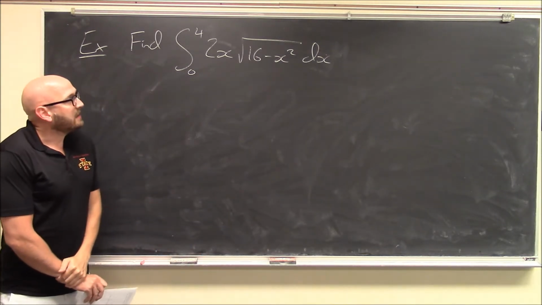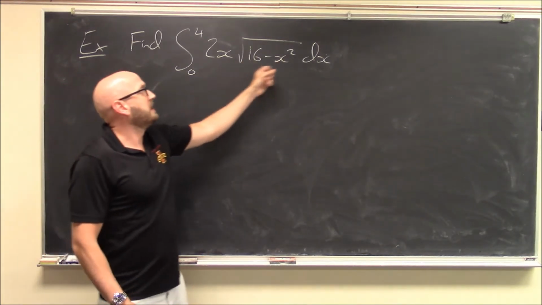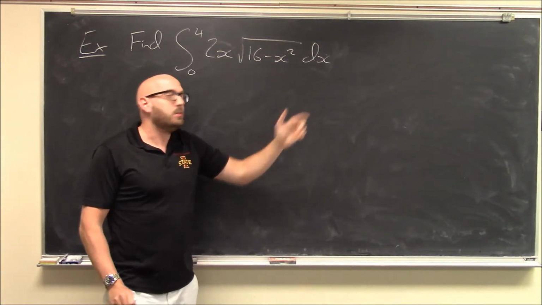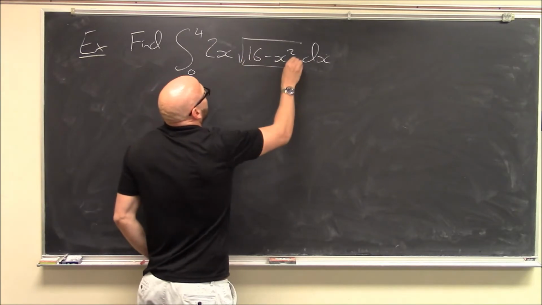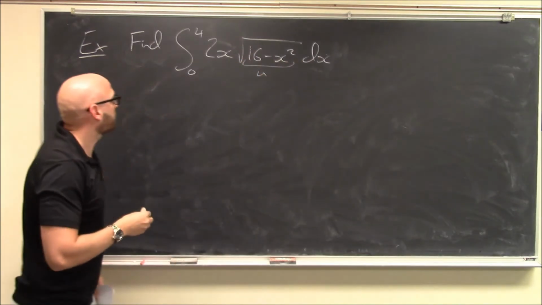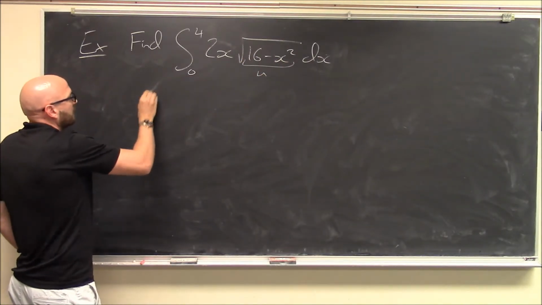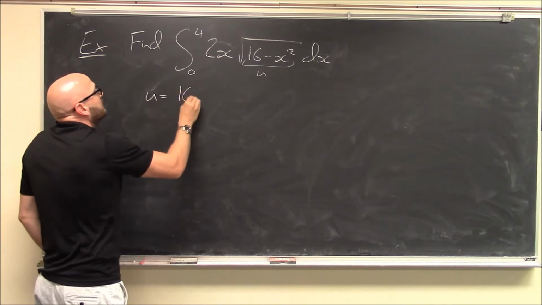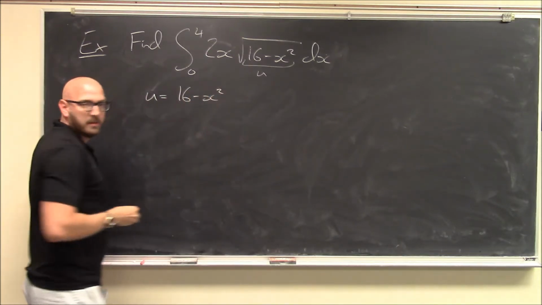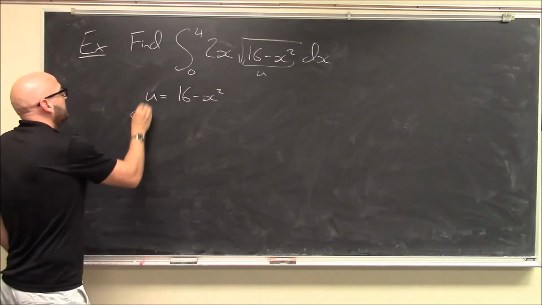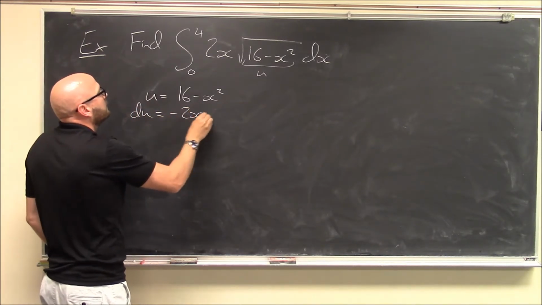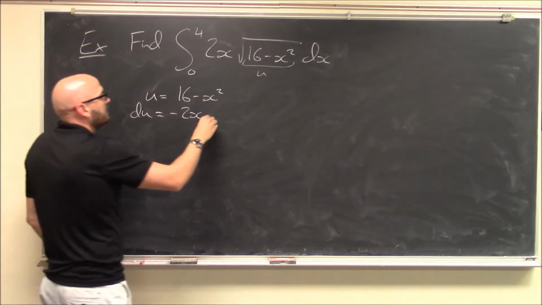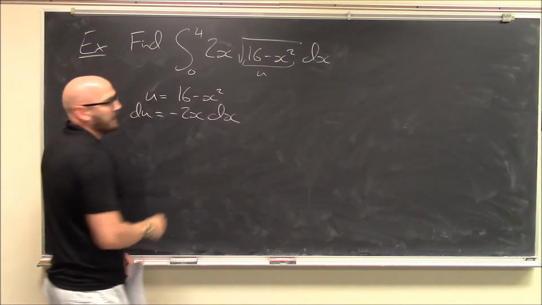And I'm immediately thinking, well, I can't integrate square root of anything except just square root of x or square root of u, so I probably need to make a substitution. I probably want to turn that into u. So we'll try that and see where it gets us. We'll let u equal 16 minus x squared, and that means du, our derivative, du dx is going to be minus 2x. So du is minus 2x dx.